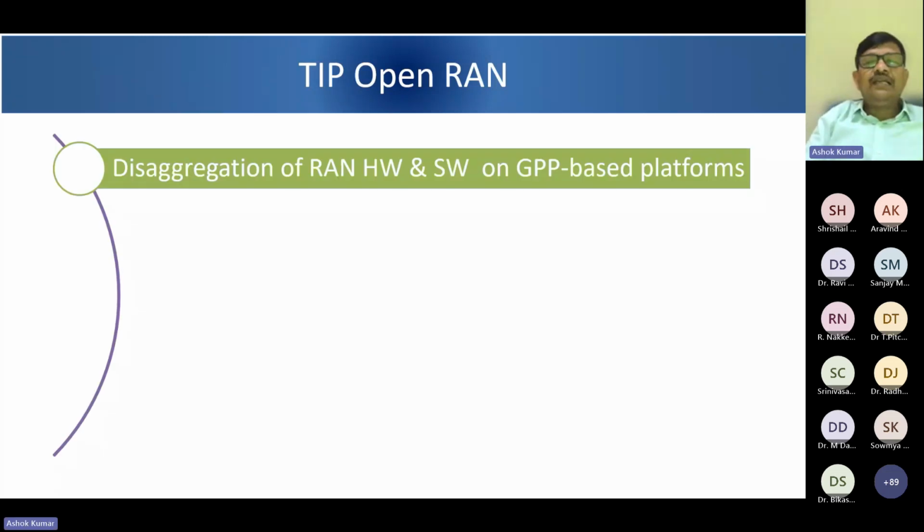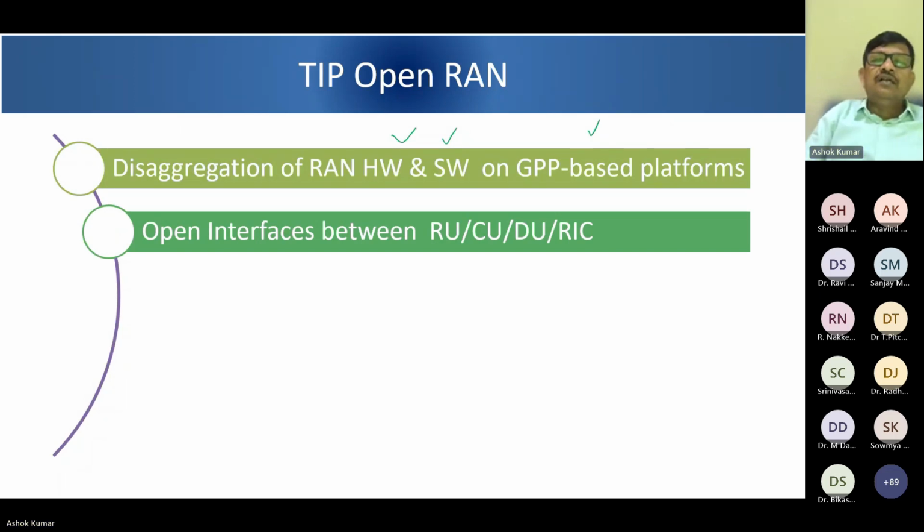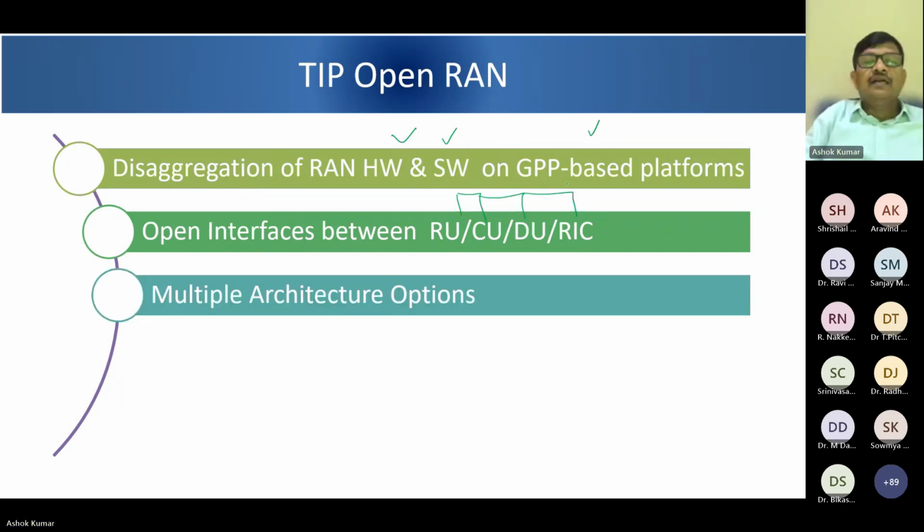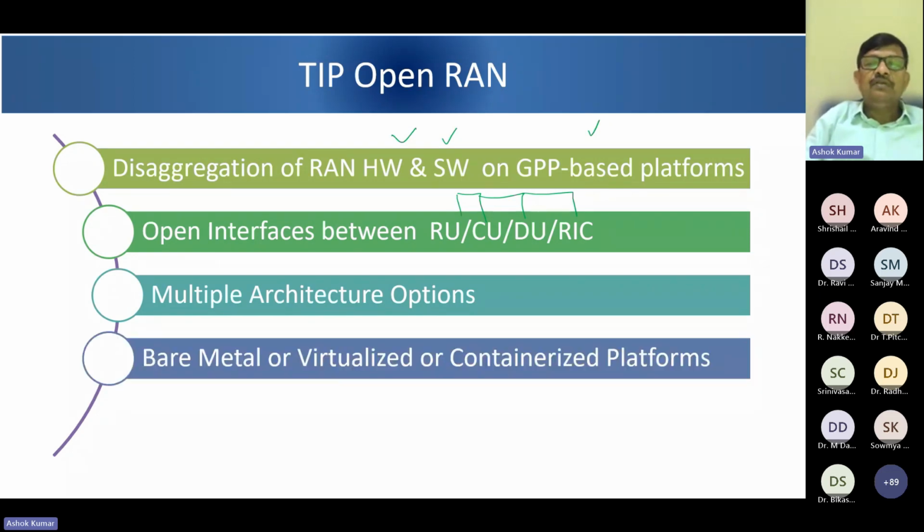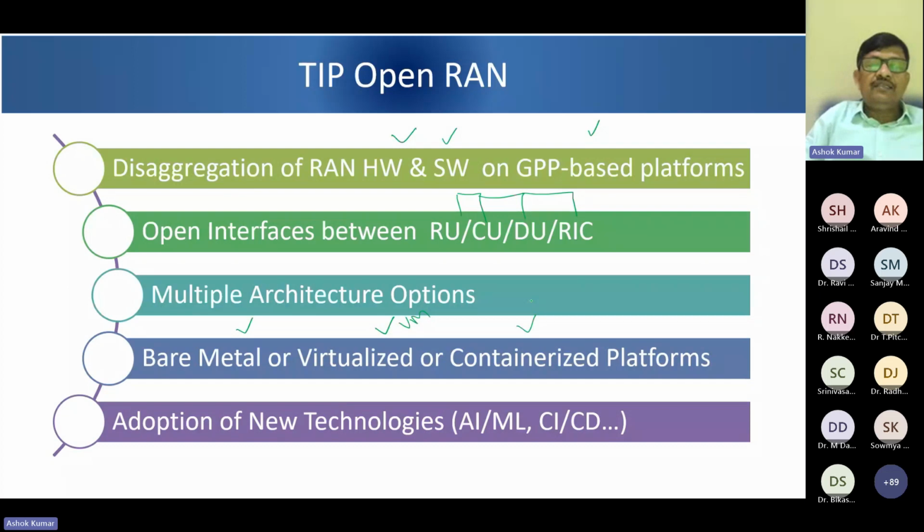So TIP Open RAN talks about disaggregating hardware and software based on 3GPP specifications, and of course ORAN. They support open interfaces between RU-DU, CU-DU, and also with RIC. And they give multiple architecture options. It's not a single one, but multiple. They support deployment either on bare metal directly on server, or on a virtualized environment, maybe VM, or on a containerized platform. And finally, they adopt newer technology like AI, ML, CI/CD, and so on. So this is the overall TIP Open RAN.